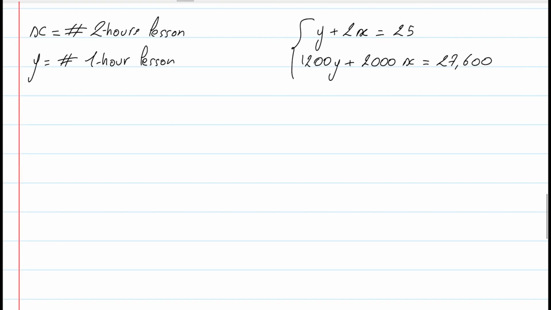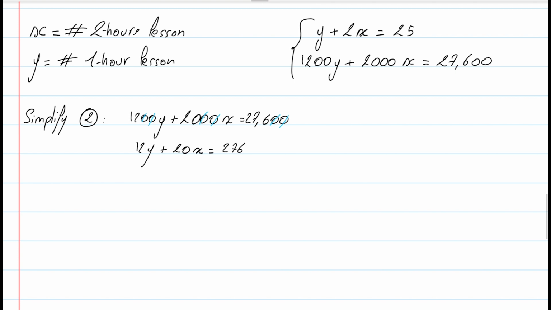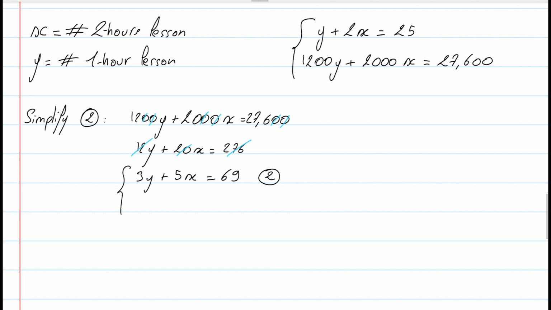Now we have our system of equations and we can solve it using either elimination or substitution. Before we start solving, we can simplify the second equation by removing the common factor 100 and then dividing again by 4. Now we have 3y plus 5x equals 69, and we will use that as our second equation. So we can rewrite our system of equations as 3y plus 5x equals 69 and y plus 2x equals 25, which is simpler to solve.